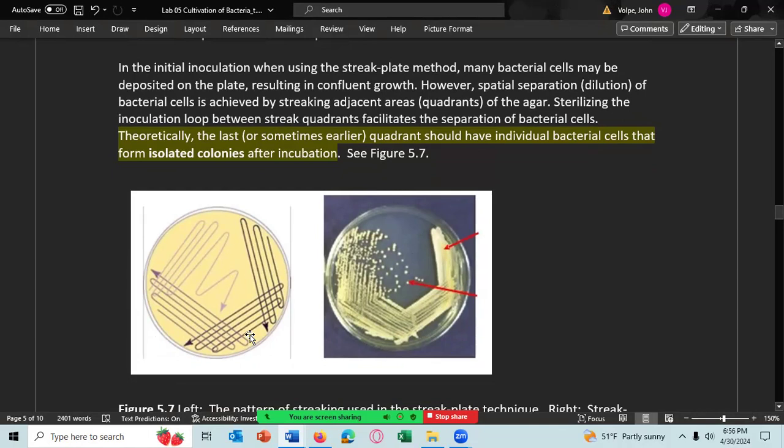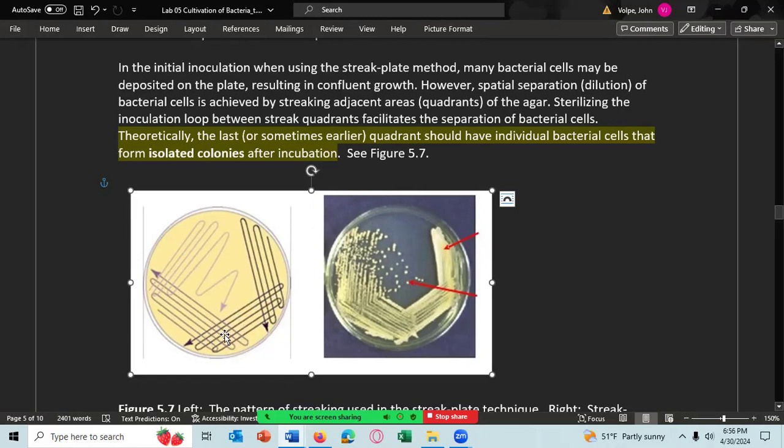They didn't look like they did it right, but they come here. And then you go into quadrant 1, picking up cells on your loop, and then you start streaking quadrant 2. This is showing you're only doing, I don't know, 1, 2, 3, 4, 5 different streaks. In reality, you should do about 20 streaks on each quadrant, maybe 20 to 30 streaks in each quadrant.